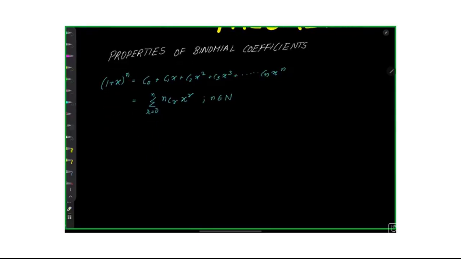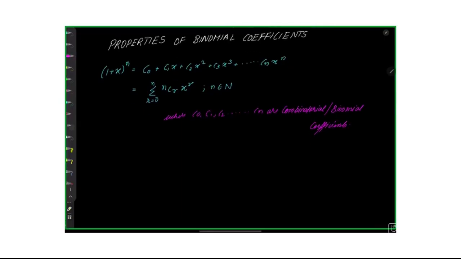Here C0, C1, C2, up to Cn are called binomial coefficients, or combinatorial coefficients. This is a different or second name, nothing rocket science here. Now let's come to the properties.